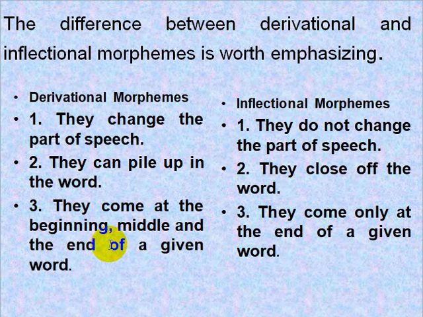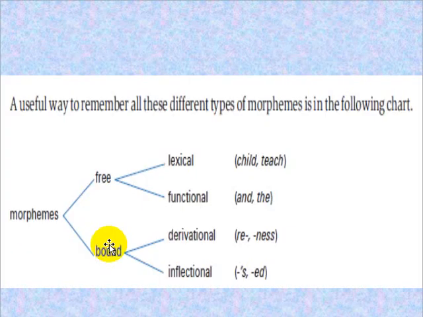Why? Because they come only at the end of a given word. For example, we say car, cars, house, houses, play, player, quicker, clear, clearer, clearest, quickest, the fastest, and so they come at the end of the morpheme only. So these are the main 3 crucial points of differences between derivational and inflectional morphemes. This is found in your textbooks.